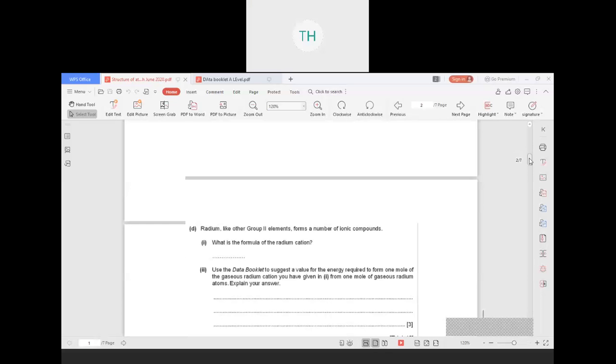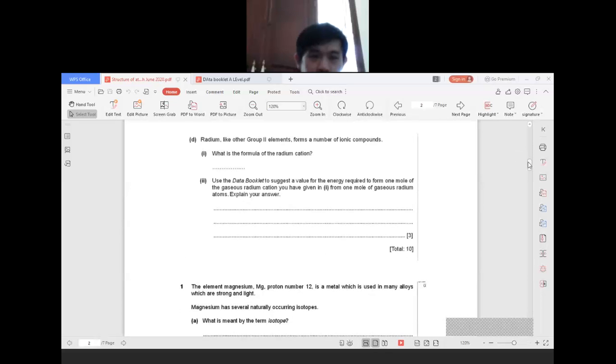Okay. Now D. Radium, like the other group 2 elements, forms a number of ionic compounds. What is the formula for the radium cation? For this question, let me ask Sharon. Sharon, what is the formula for the radium cation?